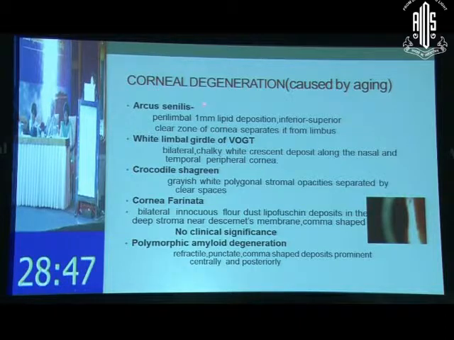Briefly going over the different types of corneal degenerations. They may be caused by aging or may not be caused by aging. The ones caused by aging could be arcus senilis, white limbal girdle of Vogt, crocodile shagreen, cornea farinata, and polymorphic amyloid degeneration. All these things occur. It's important to know what they are, and they are not abnormal, and by and large all these things do not need any treatment.